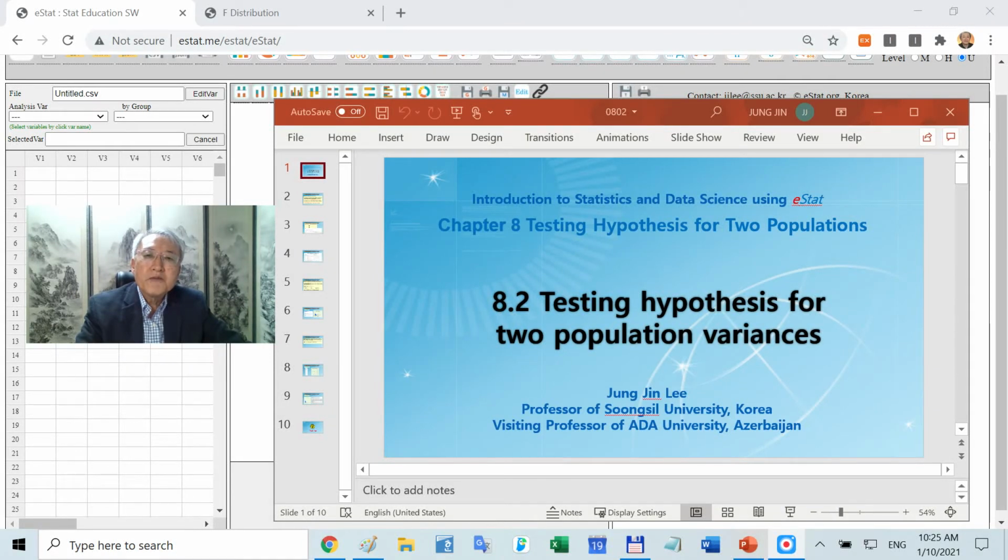In section 8.1, we discussed the testing hypothesis for two population means. Today, we are going to discuss a testing hypothesis for two population variances. Let's consider some examples.